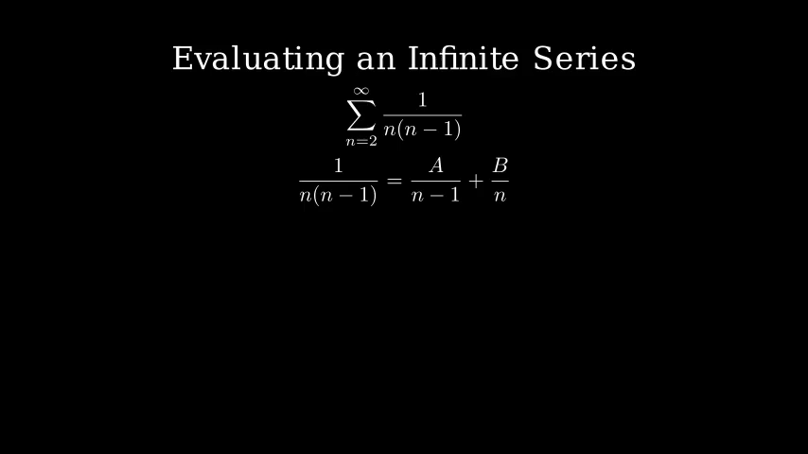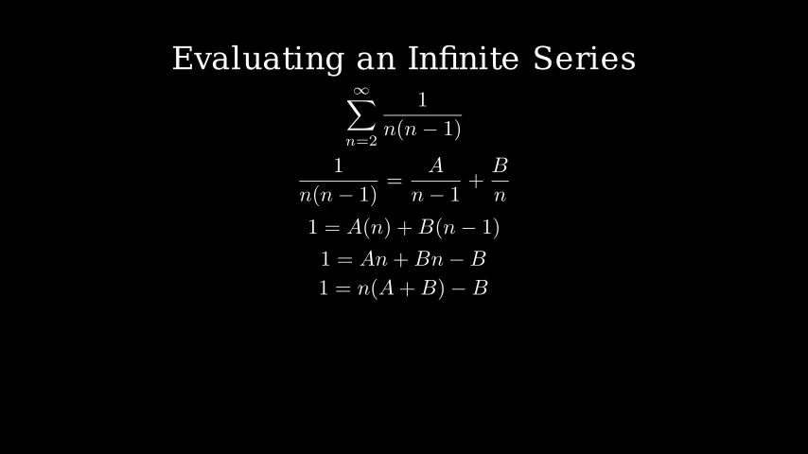To find A and B, we'll multiply both sides by n times (n minus 1). This gives us 1 equals A times n plus B times (n minus 1). Distributing the right side, we get 1 equals An plus Bn minus B. Collecting like terms, we have 1 equals n times (A plus B) minus B. Since this equation must be true for all values of n, the coefficients of n must be equal on both sides, and the constants must be equal.